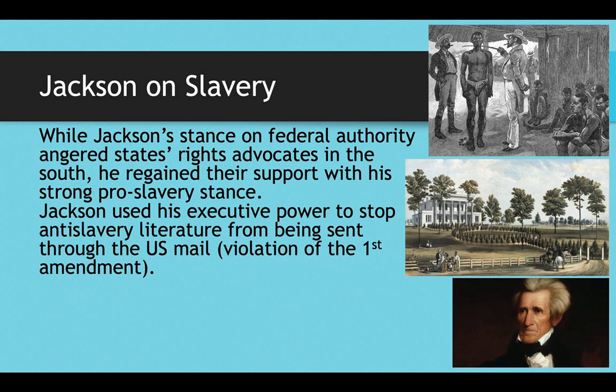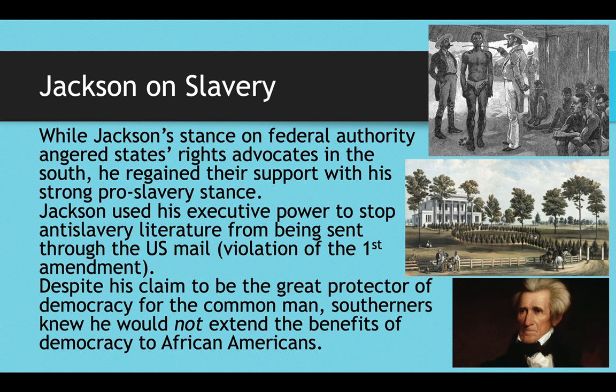And he actually used his executive power to stop anti-slavery literature from being sent through the U.S. mail. Now, this is a clear violation of the First Amendment of the Constitution, showing once again how he really viewed the Constitution despite what he said about it. So he banned abolitionist literature from being sent in U.S. mail in order to try to keep support for slavery high so that it would expand.